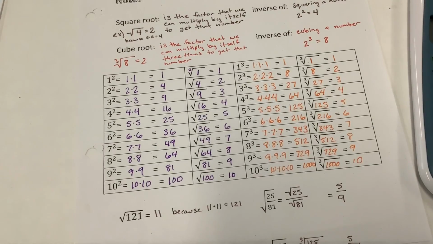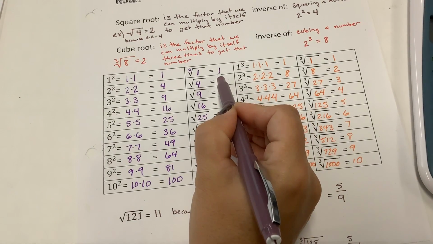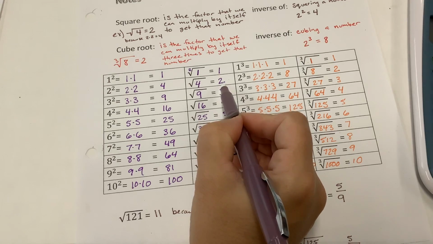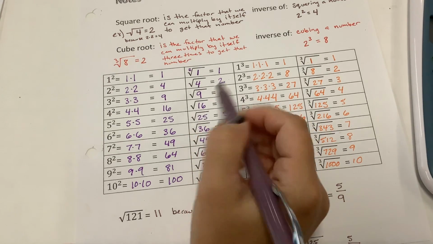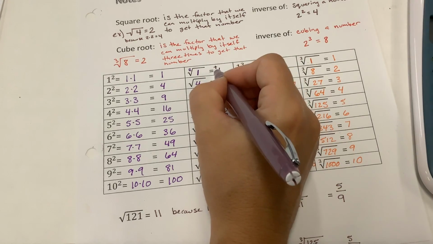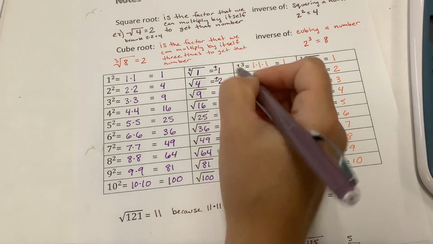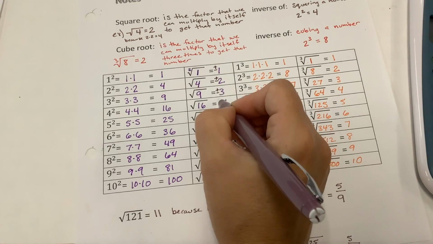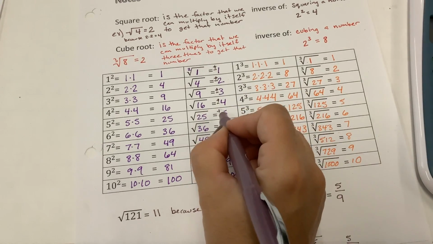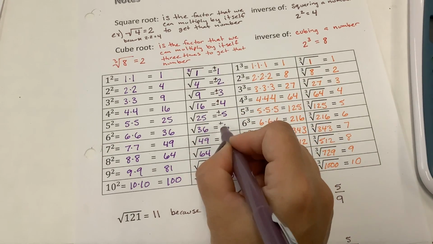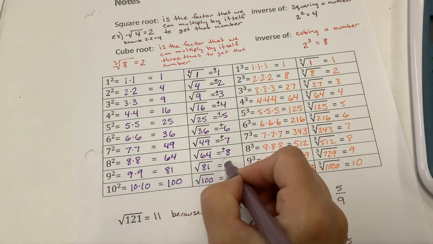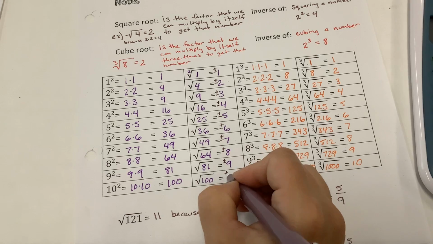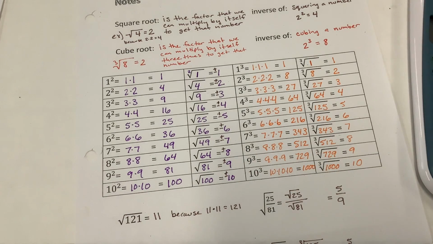What is -1 times -1? 1. What's -2 times -2? 4. What's -3 times -3? 9. So what you need to put in front of each one of these is a plus and a minus, because it could be positive or it could be negative. Now, in 8th grade math, we are going to assume that they're talking about the positive unless they ask us a specific question. But just know that square roots will always have two answers, a positive and a negative.